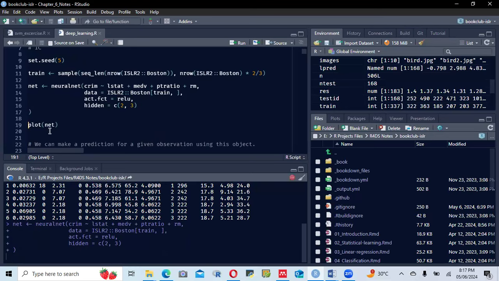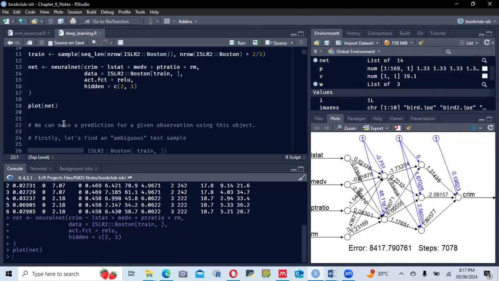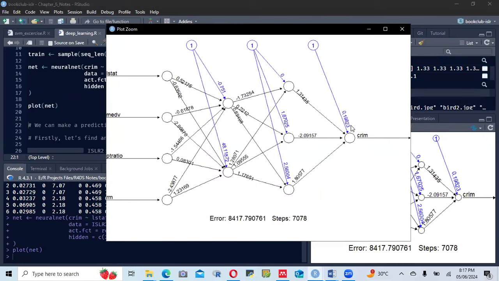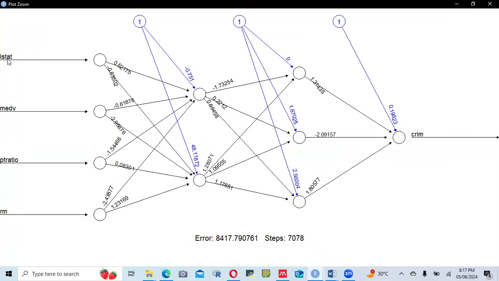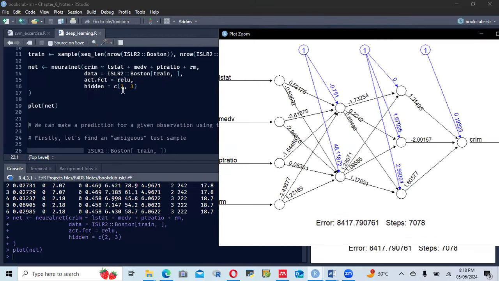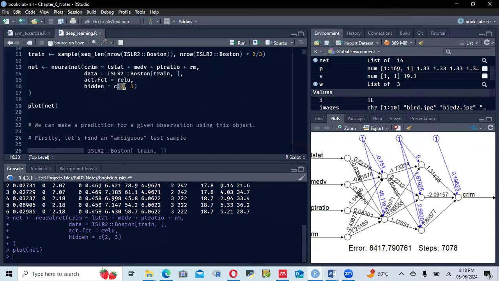Then I run the plot of the neural network, and this gave me this final output. Here we can see we have lstat, which is one of the predictors. This is another predictor, and this is another predictor, which we specified in the model. These are the inputs, and they feed directly into the hidden layers. In this model I specified that the first has 2 hidden units and the next has 3, so in total we have about 5 hidden units.